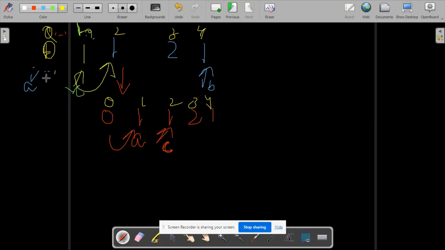Now C will move one step ahead and A will move one step ahead. This is the algorithm. This you have to learn, you have to understand. There is no alternate solution for this. I'm explaining at my best.